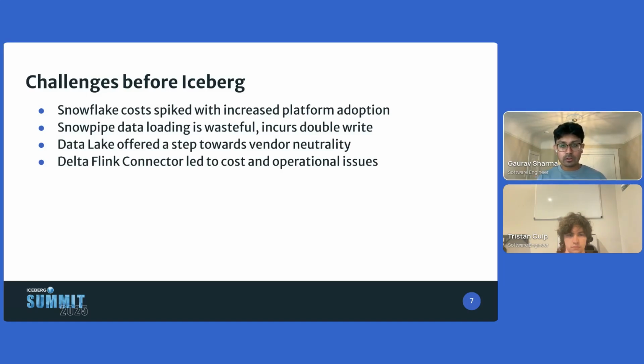Snowpipe data loading could also be seen as a bit wasteful, right? Because we're writing the data twice. The Flink application is writing it once to S3, and then the Snowpipe is writing it again to Snowflake, right? So we're double writing the data.